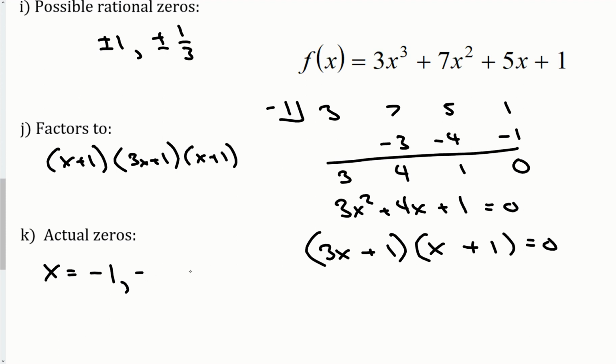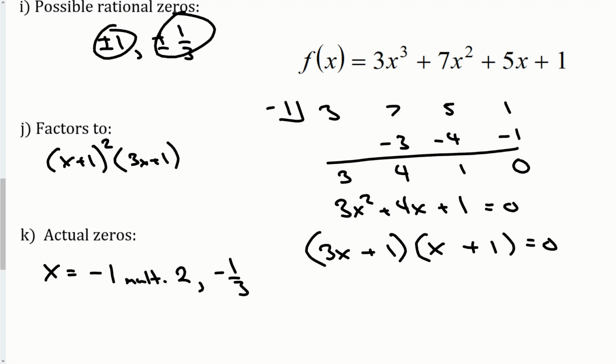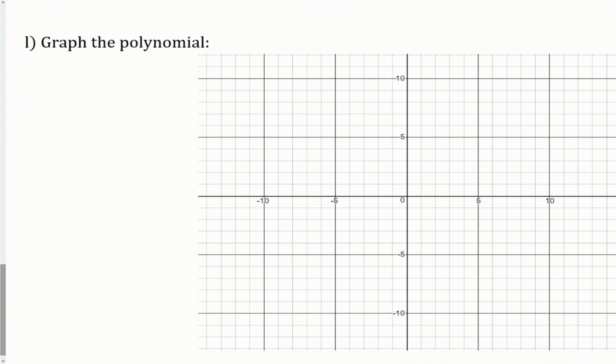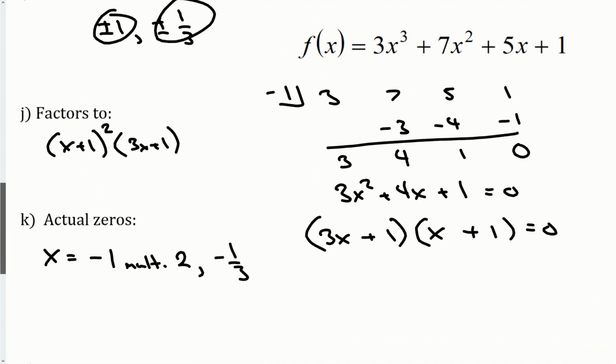Well, I could write it like this. And a better way to write it is like that. So it becomes -1 with a multiplicity of 2 because it happened twice, and -1/3. And we see that all of them are in my list of rational zeros. Okay, so we can take all this information and help me graph the polynomial. I know at -1, this graph is going to touch the x-axis and go the other direction. Let me pull down the formula again.